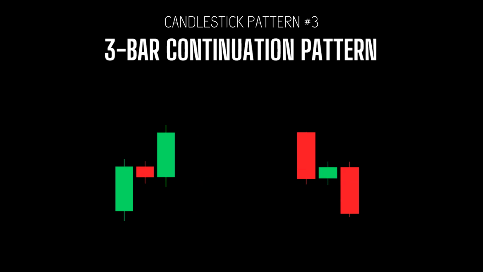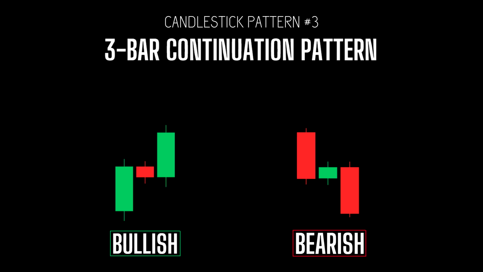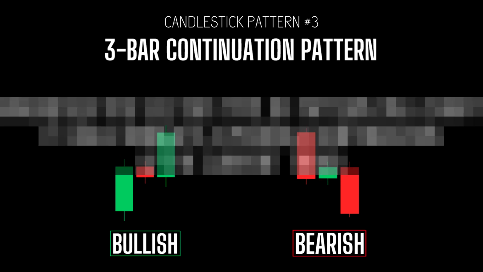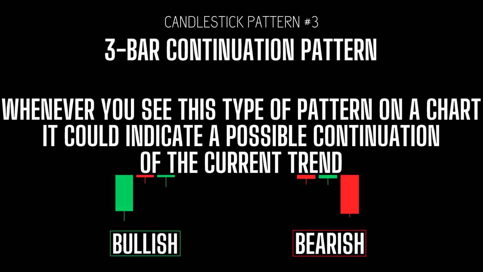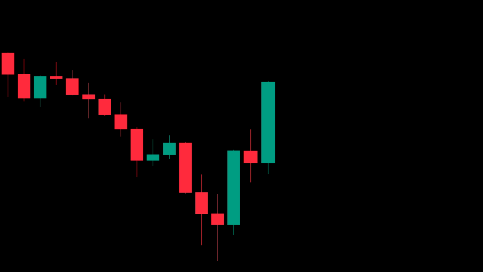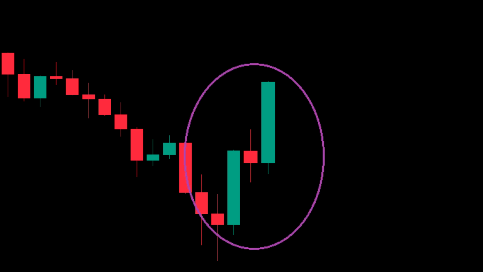There are 2 types of 3-bar continuation patterns. A bullish pattern, where the first and third candles are large green candles with a small red candle in the middle, and a bearish pattern, where the first and third candles are large red candles with a small green candle in the middle. Whenever you see this type of pattern on a chart, it could indicate a possible continuation of the current trend. For example, if the price is in an uptrend and a bullish 3-bar continuation pattern forms, it suggests the price may continue rising.